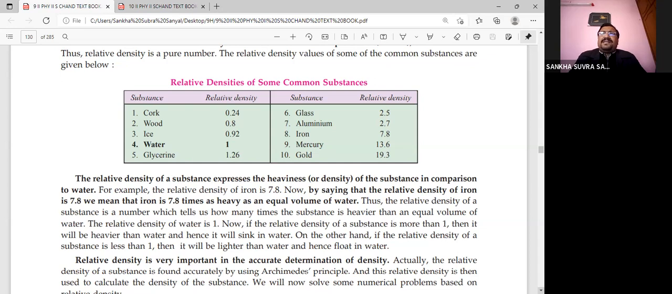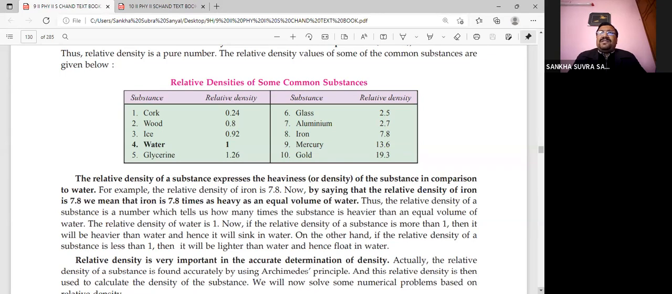For cork, it's 0.24. For wood, it's 0.8. For ice, it's 0.92. That means these are all lighter than water, so they float above water. But when we talk about glycerin, aluminium, glass or mercury, we find that they are heavier, so they have relative densities higher than 1. The relative density of a substance expresses the heaviness or density of a substance in comparison to water.